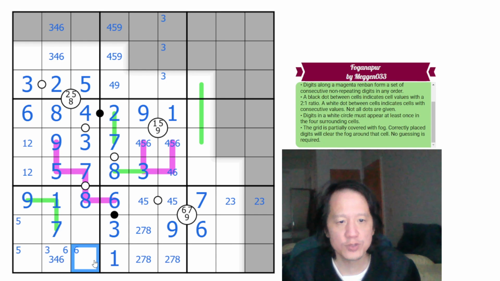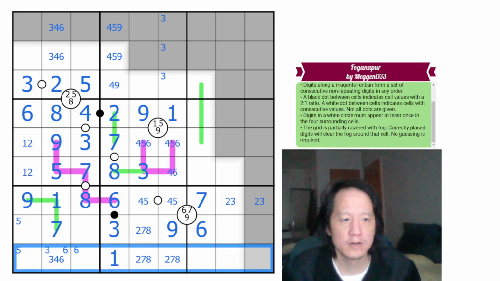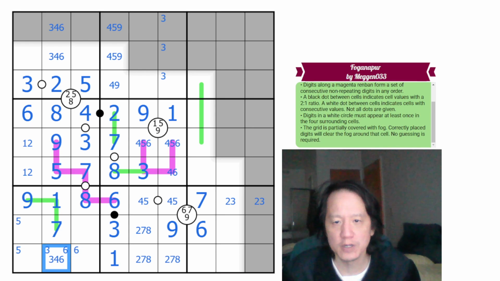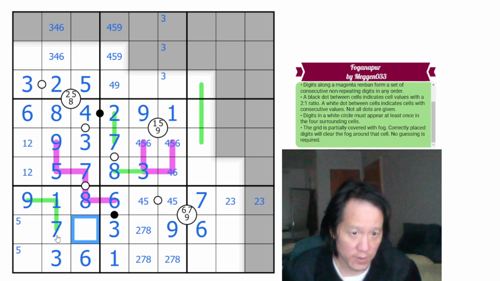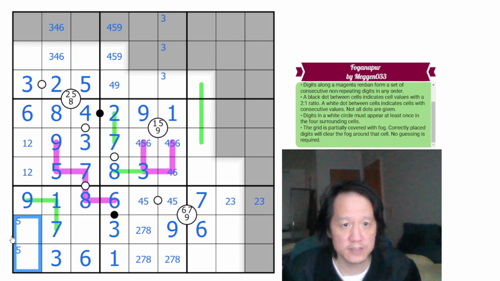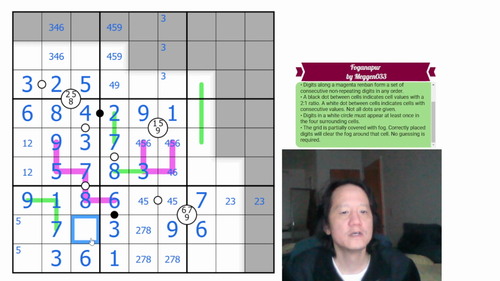But where is a 3 now in row 9? It can only be here. And now that leaves 6. Where can the 6 be in box 7? It has to be here. So this is 5 or 4. This could be 4 or 5, but those 4 and 5 eliminate it, so this must be 2 then.